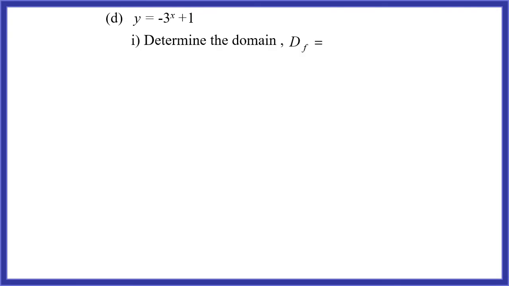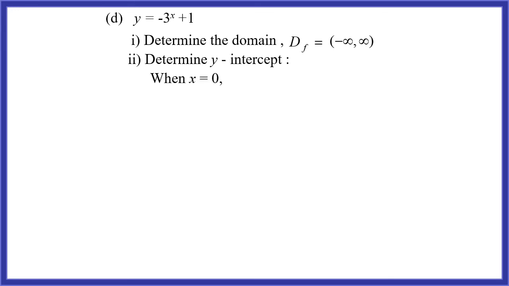y equals negative 3^x plus 1. The domain is always negative infinity to infinity. For the y-intercept, when x equals 0, y equals negative 3 to the power of 0 plus 1. So 3 to the power of 0 is equal to 1, and negative 1 plus 1 is 0. So we have the point (0, 0).